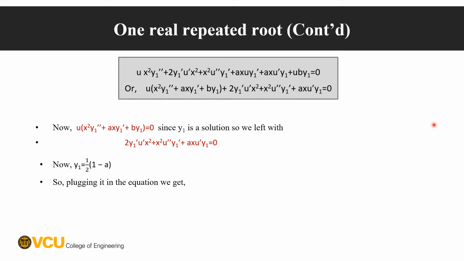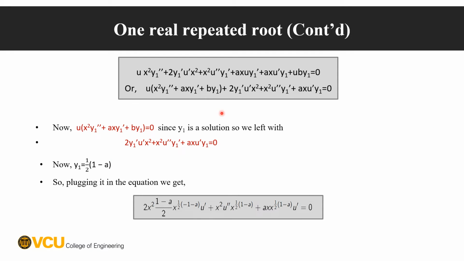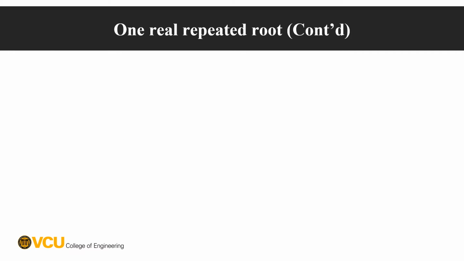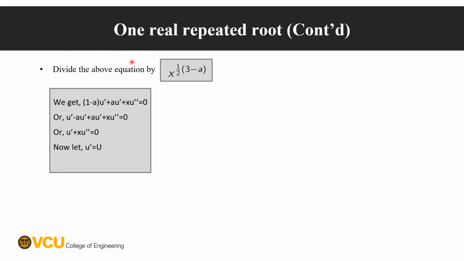Now, we know y1 is x to the power half (1 minus a), so if we plug it in this equation, we get something like that. If we divide the above equation by x to the power half (3 minus a), we get something like this. And then we reduce it to u prime plus x u double prime equals 0. And now we need to make this a first order ODE because that is easier to solve.